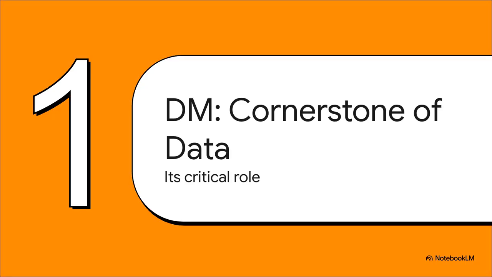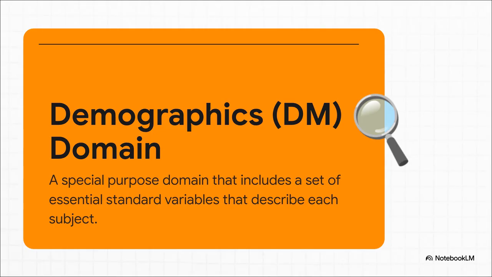Okay, let's kick things off with the big picture. We need to really establish why DM is the true cornerstone of our entire data structure. Its job is so much bigger than just listing a subject's age and sex. Now, the official SDTM implementation guide gives us this definition. It calls it a special purpose domain with essential standard variables describing each subject. And yeah, that's true, but it's the other part of the official description that really tells the whole story.